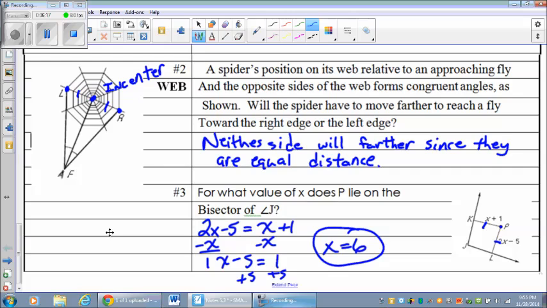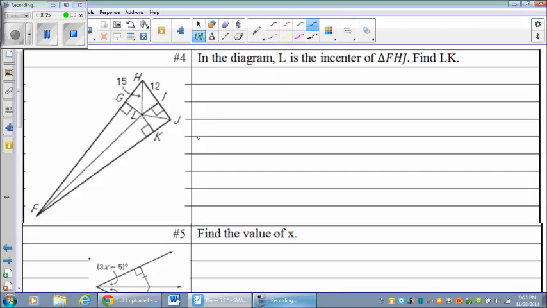Okay. If I go to flip the page over, I have example 4 at the top. In the diagram, L is the incenter of the triangle FJK. Find LK. If I look here in the picture, LK is right here. Let me get the highlighter.